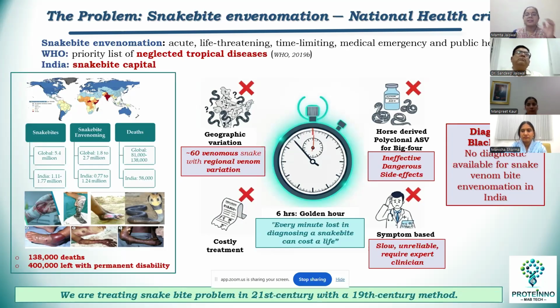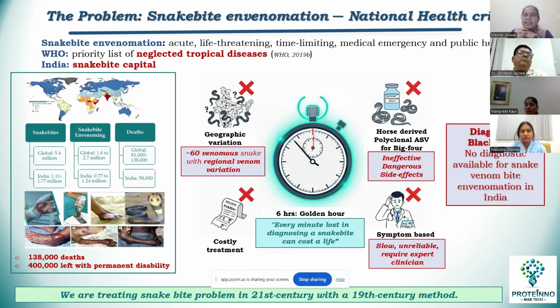In snake envenomation, the first 6 hours are the golden hour. If the patient has not reached the hospital after the snake bite, the first 6 hours are very, very important. If the anti-venom is not given in this duration, or if the right administration is not happening, it is causing many side effects.